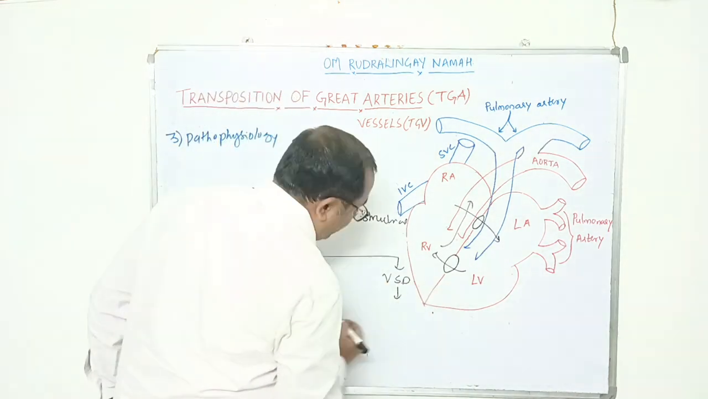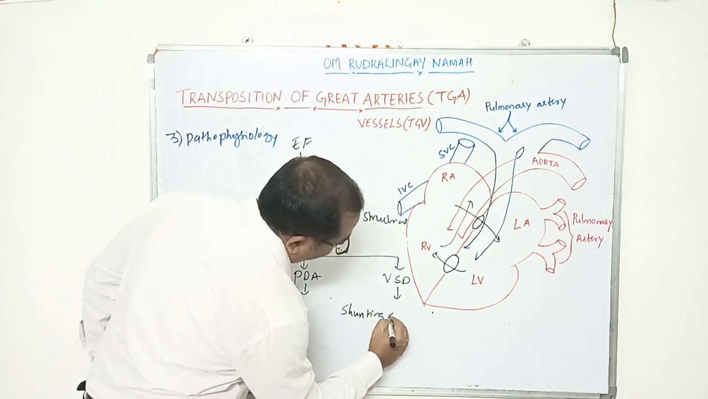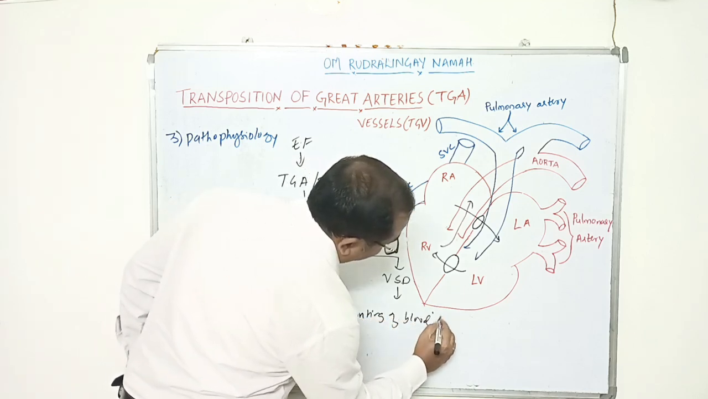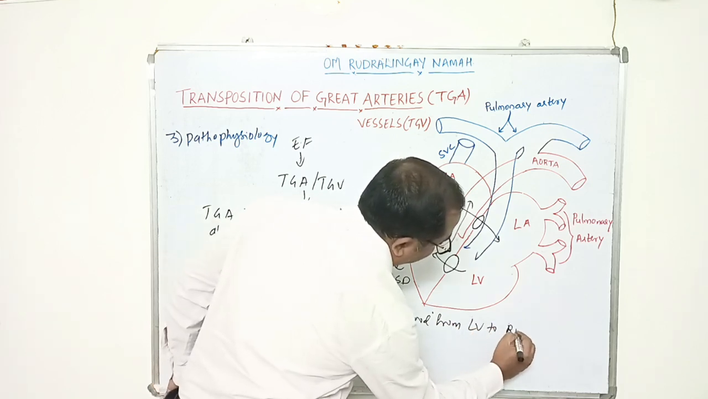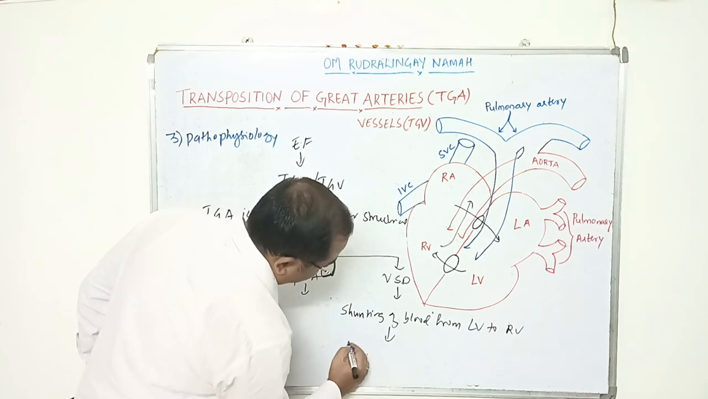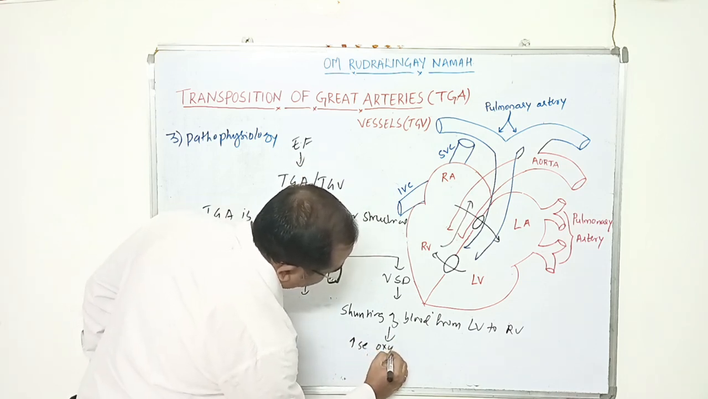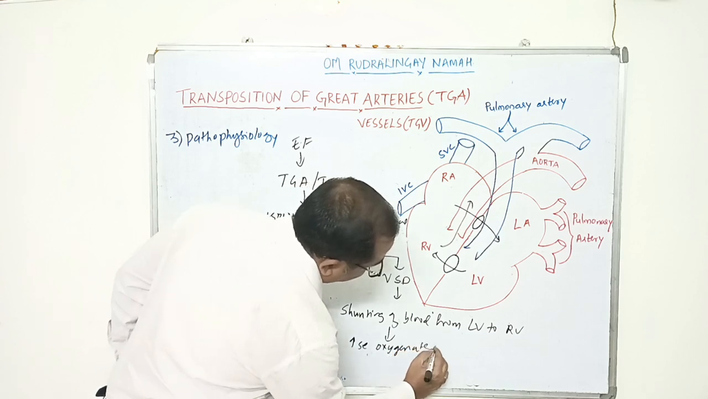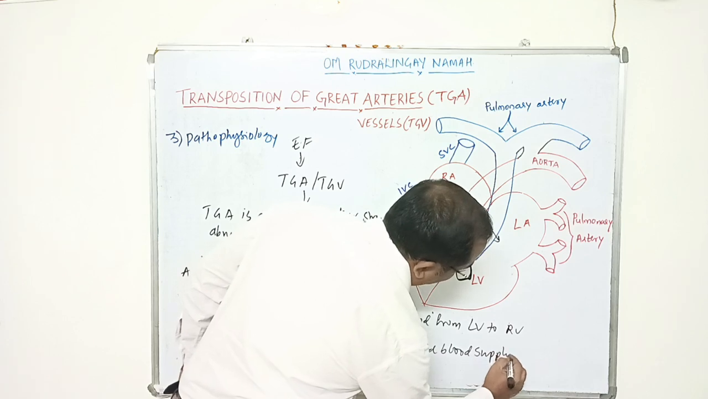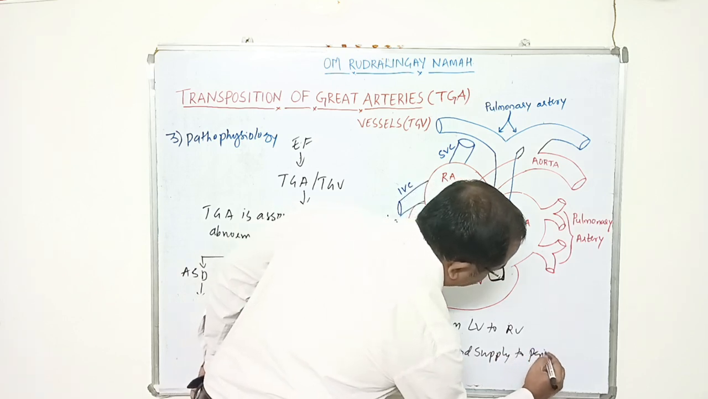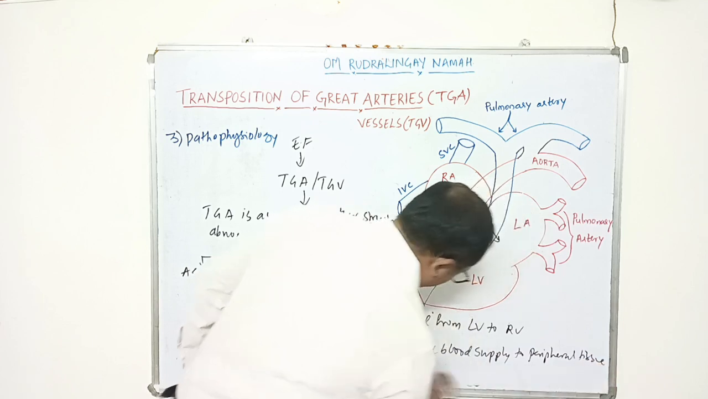So due to the presence of this VSD, there is shunting of blood from the left ventricle to the right ventricle. Because of this, what happens here? There is increased oxygenated blood supply to the peripheral tissue. Then what happens here?